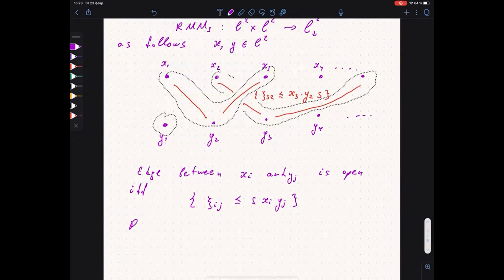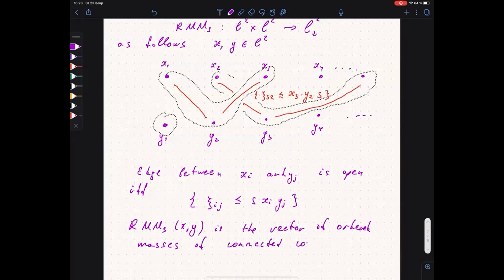We sum all x and y from the corresponding connected component, and build the ordered vector. So RMM_s of x, y is the vector of ordered masses of connected components of the corresponding graph. Do you have any questions?